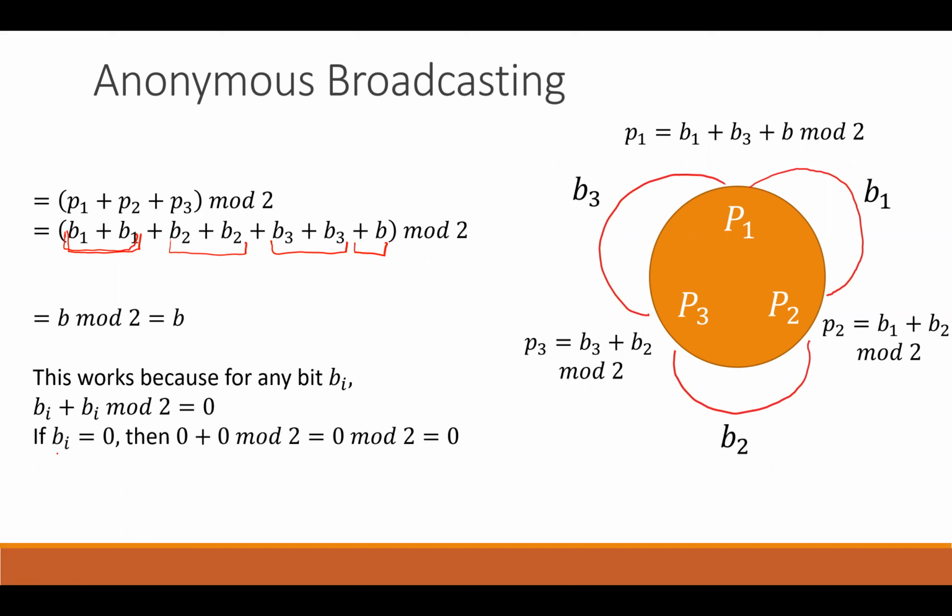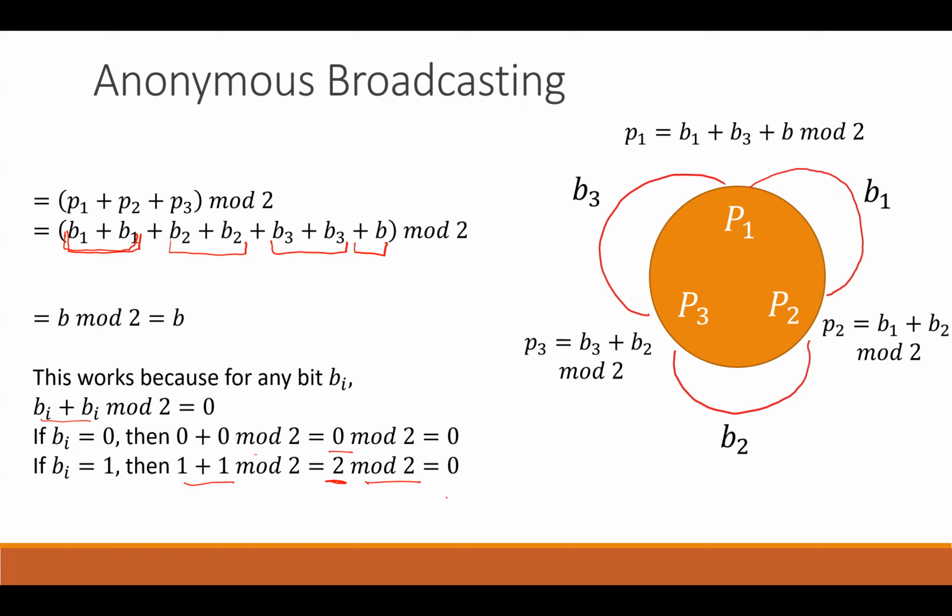So for instance, if Bi is equal to 0, then Bi plus Bi mod 2 is 0 plus 0 mod 2, which is 0. If Bi is equal to 1, then 1 plus 1 equals 2, mod 2 is also equal to 0.